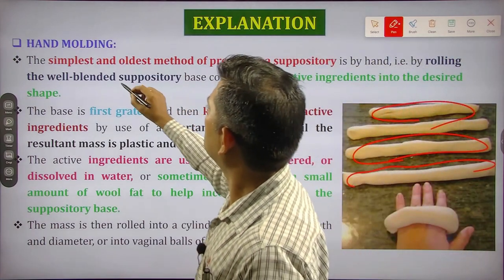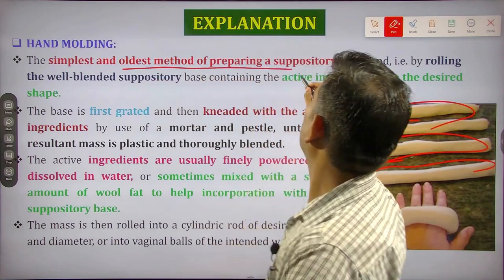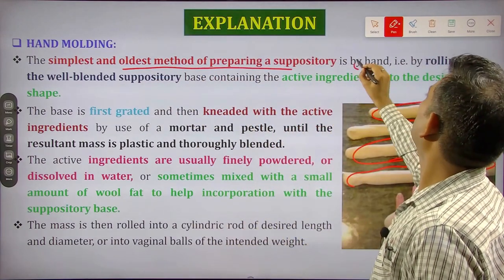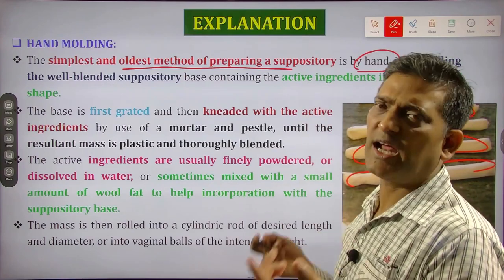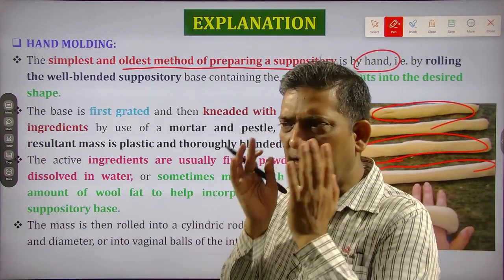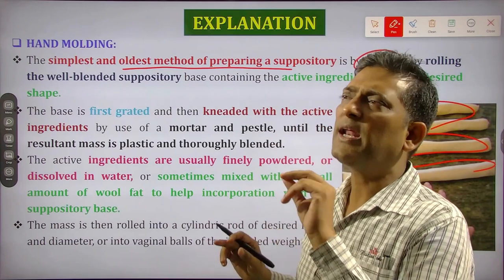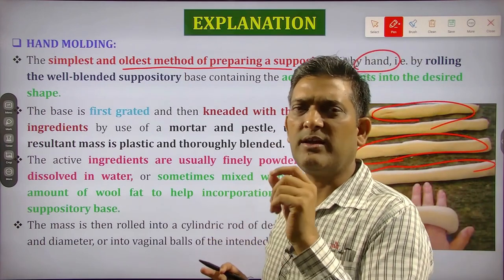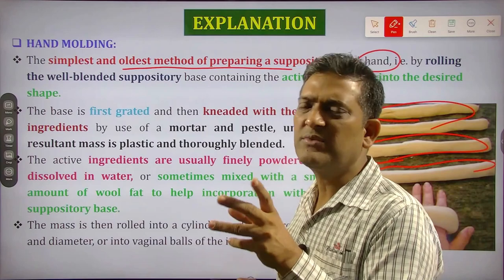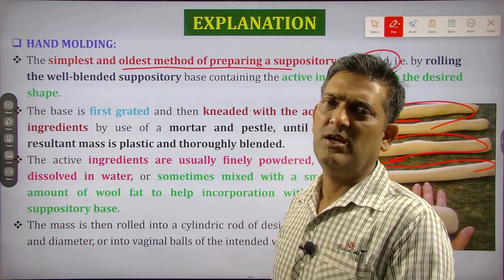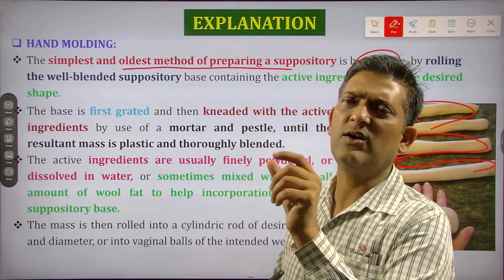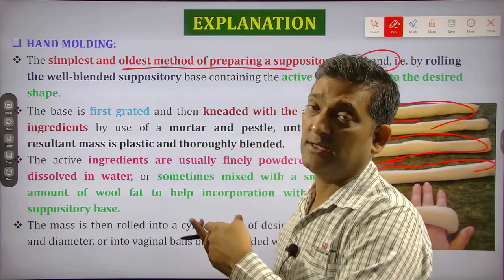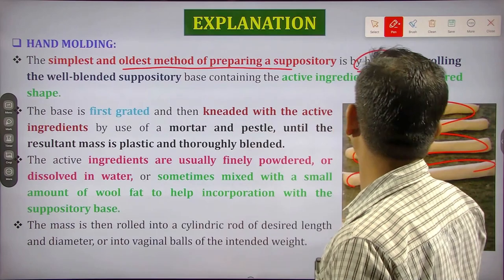Yes, this is the simplest and the oldest method of preparing a suppository. It is prepared by hand. By using hand you are preparing. It is a time consuming process. It is not the fastest process, and you cannot guarantee uniform size, uniform thickness, uniform weight, because everybody has their own way of preparing. Exact size or little bit changes may be there in that old method. It cannot be ensured, it cannot be guaranteed.